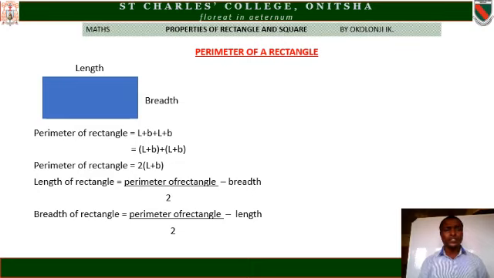Also, you might be asked to find the length of a rectangle. The formula for finding the length of a rectangle is equal to perimeter of a rectangle divided by 2 minus breadth. Also, you might be asked to find the breadth of a rectangle. Formula for finding breadth of a rectangle is equal to perimeter of a rectangle divided by 2 minus length.